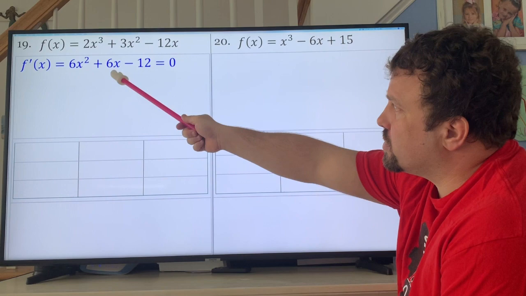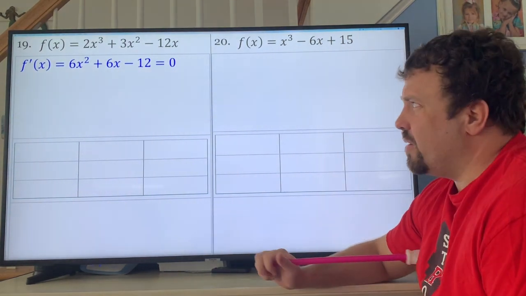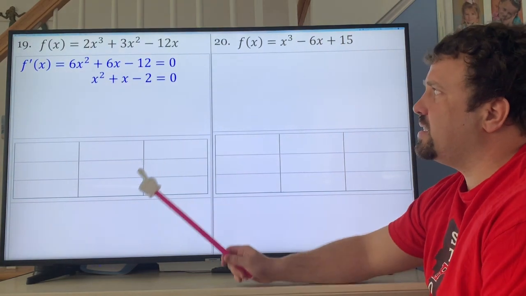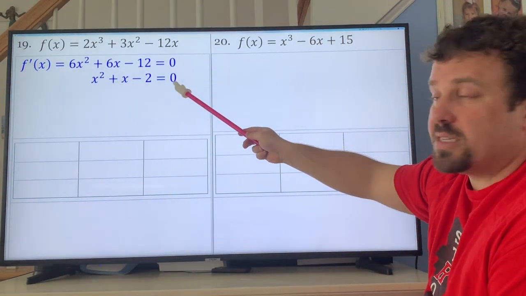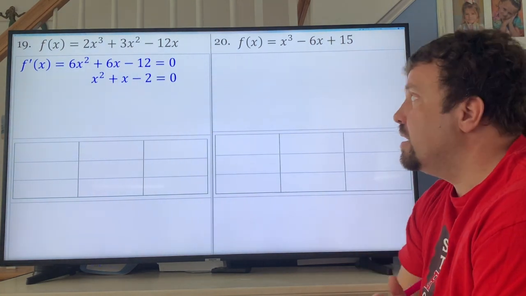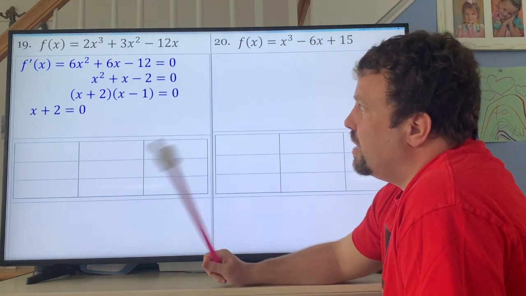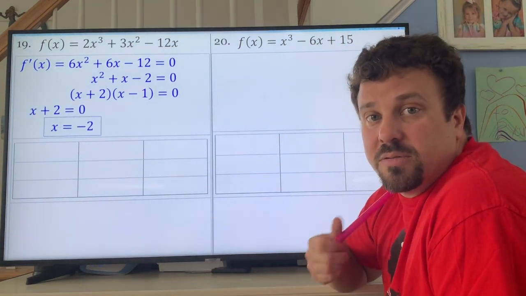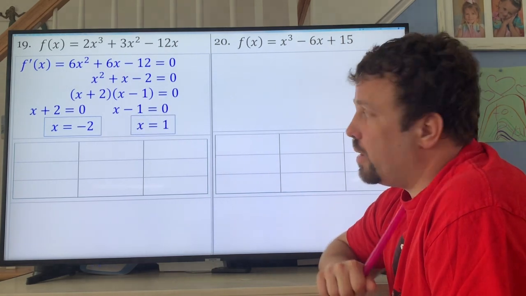Derive: 6x squared plus 6x minus 12 equals 0. Now we can use that rule that we did. No, you don't have to. You can just take a 6 out. If you divide everything by 6, this becomes 1, 1, -2. 0 divided by 6 is 0. Now this is easy factoring. X plus 2, x minus 1. Set them both equal to 0. X plus 2 equals 0, x equals -2. X minus 1 equals 0, x equals 1. All right?